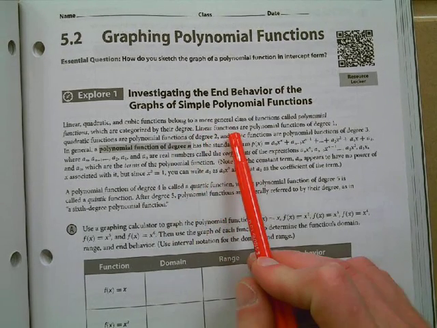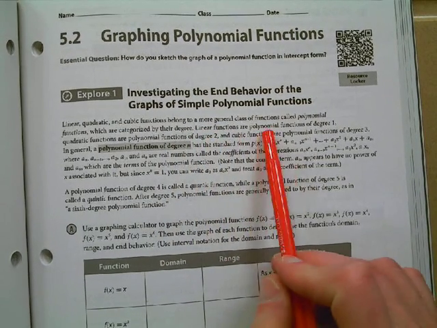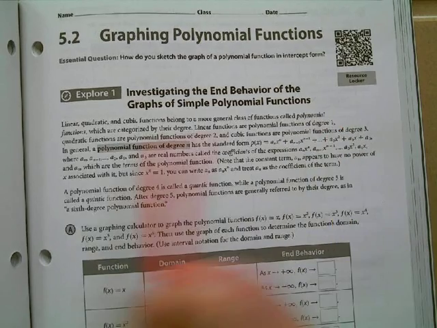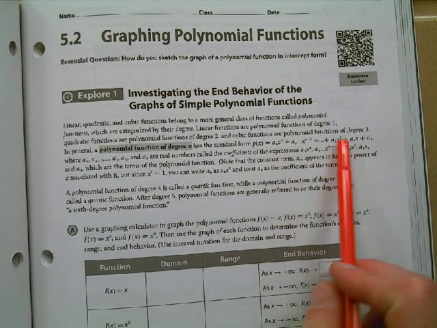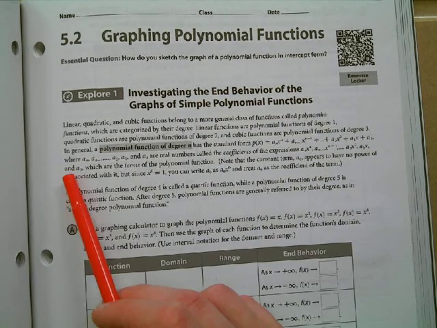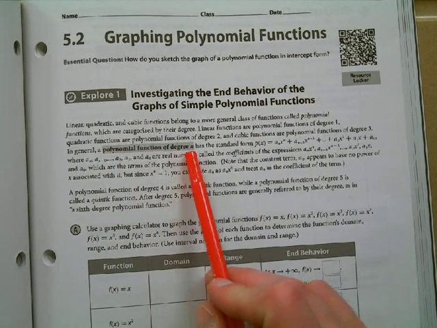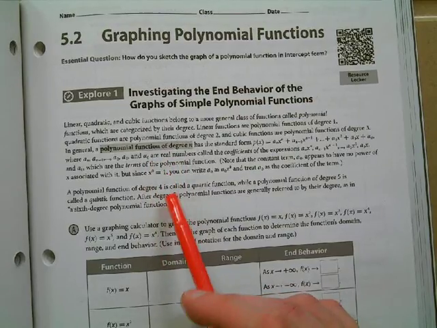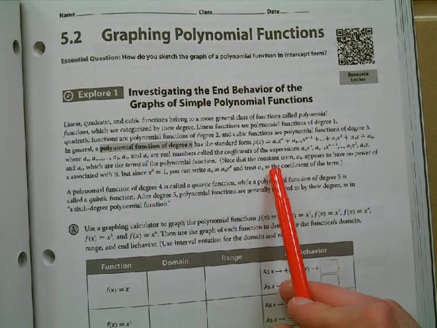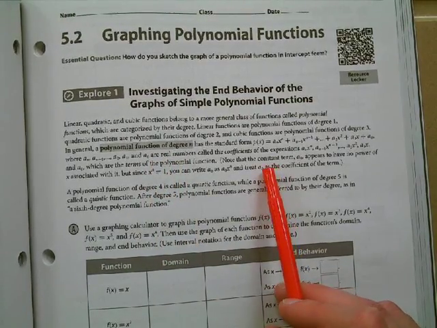Linear functions, right, functions whose graphs are lines, are polynomial functions of degree 1. Quadratic functions are polynomial functions of degree 2. Cubic functions are polynomial functions of degree 3. Okay? In general, a polynomial function of degree n has the standard form, and then there's this mess here, but you get the idea. It starts with x to the n, and it goes down to x to the n minus 1, and so on and so forth.